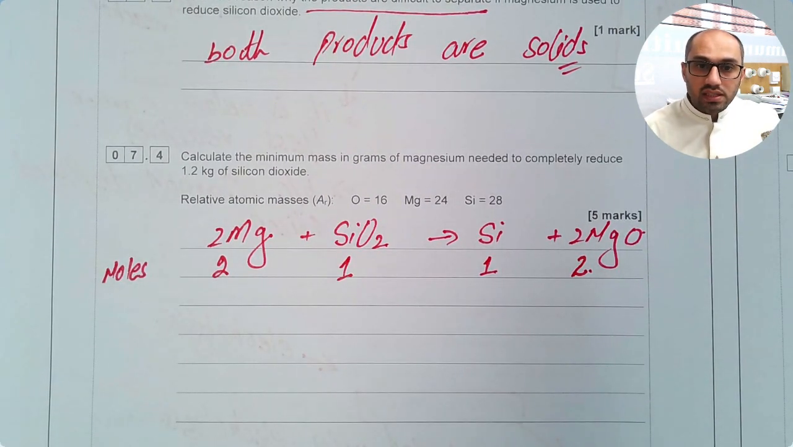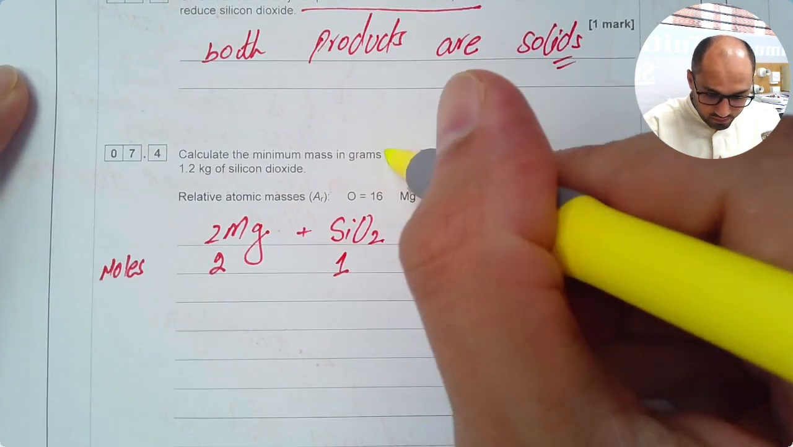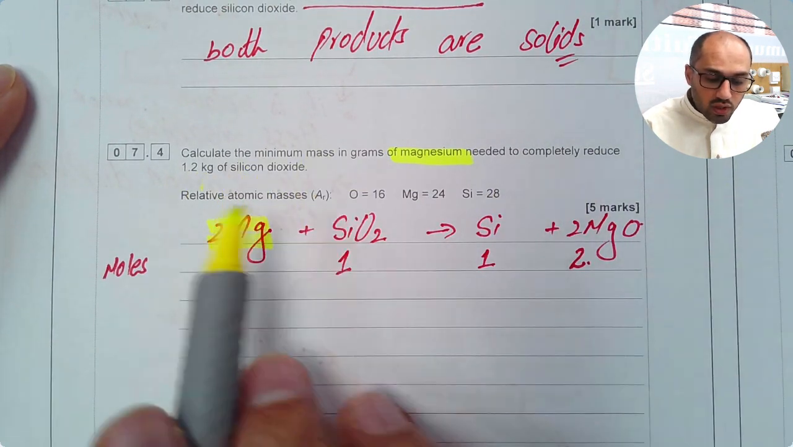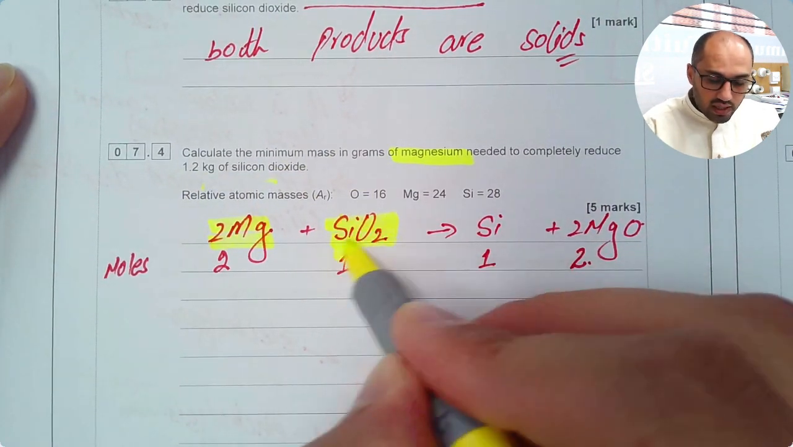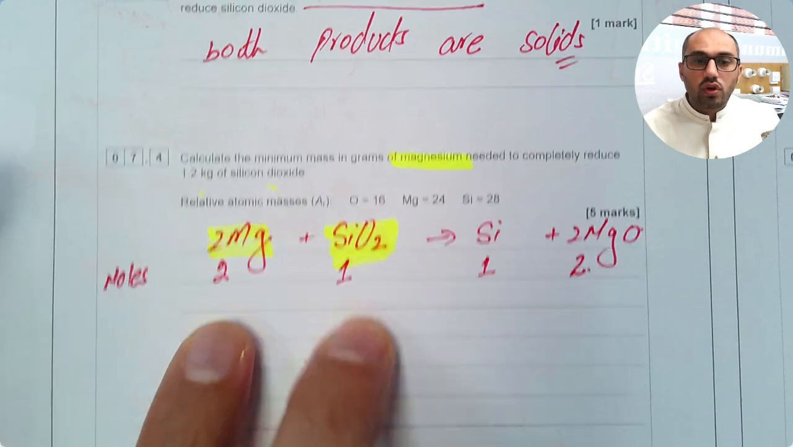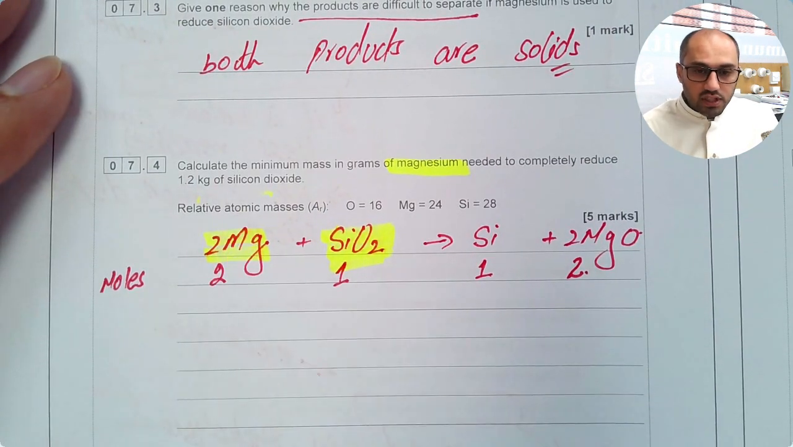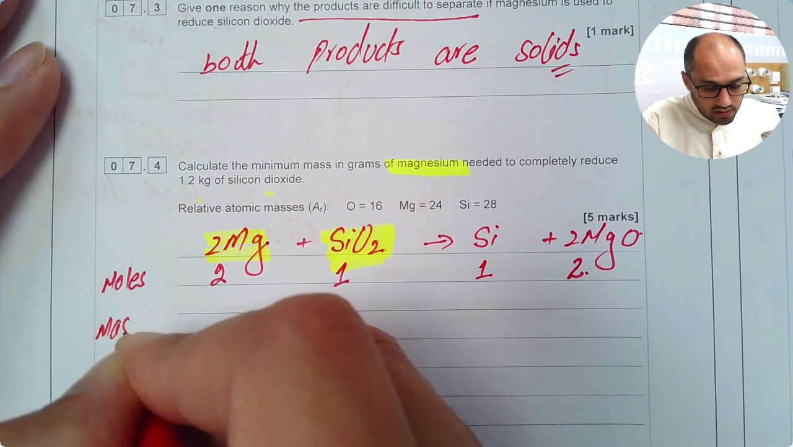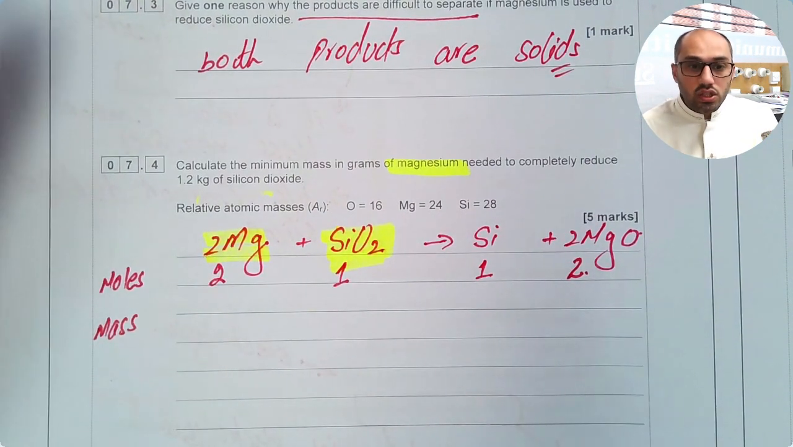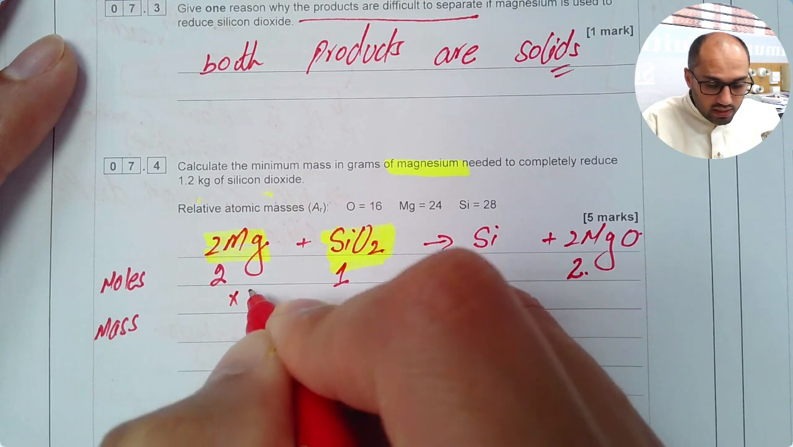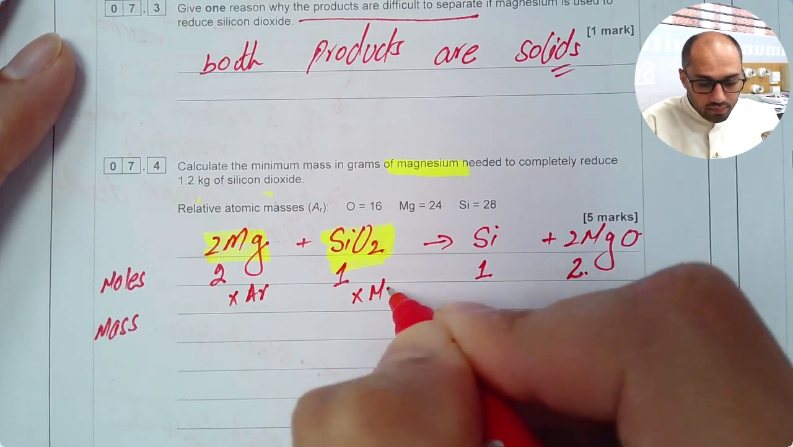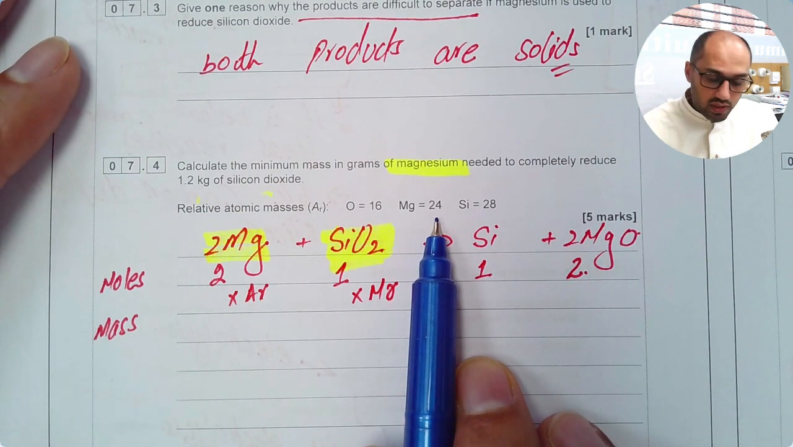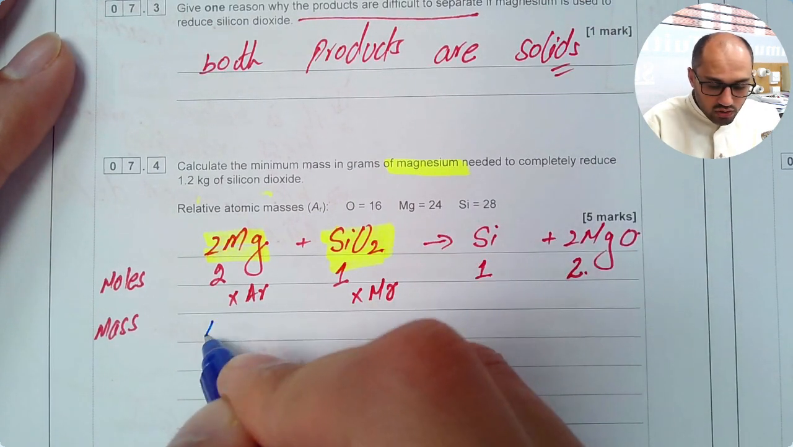Now I'll check again what the question says. It says calculate the minimum mass in grams of magnesium needed to completely reduce 1.2 kilograms of silicon dioxide. So I don't have to consider my products. I only have to focus on my reactant side. Once I have figured this bit out, I'm going to convert these moles into masses. We know moles can be converted into mass by multiplying by Ar, or here Mr. The Ar of magnesium, which is relative atomic mass, is given to us as 24. So if I do 2 times 24, it will change to 48.